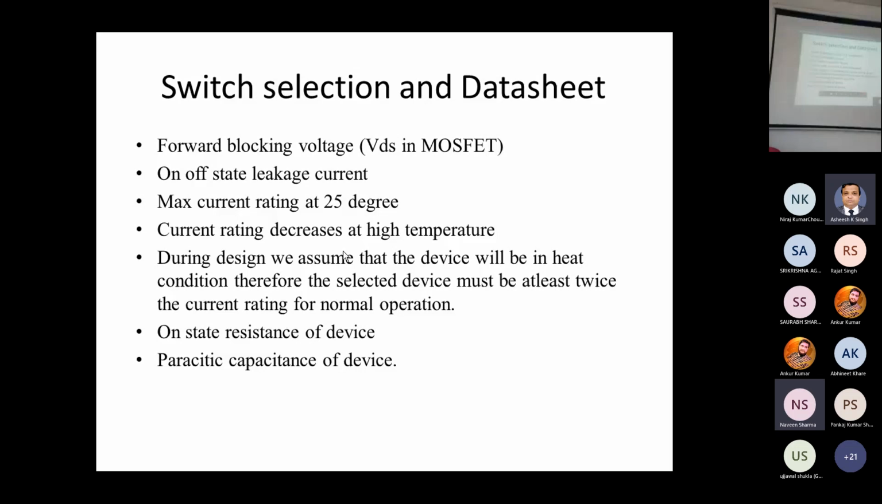Suppose we have a normal operation of 5 ampere, and we always assume that it will not work at 25 degrees, it will always heat. How much heat there will be, according to the load current and RDS on resistance, we can find using the power dissipation in the power electronics switch.